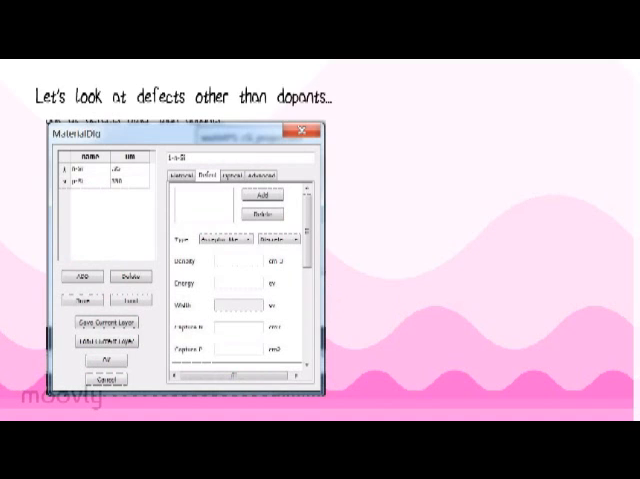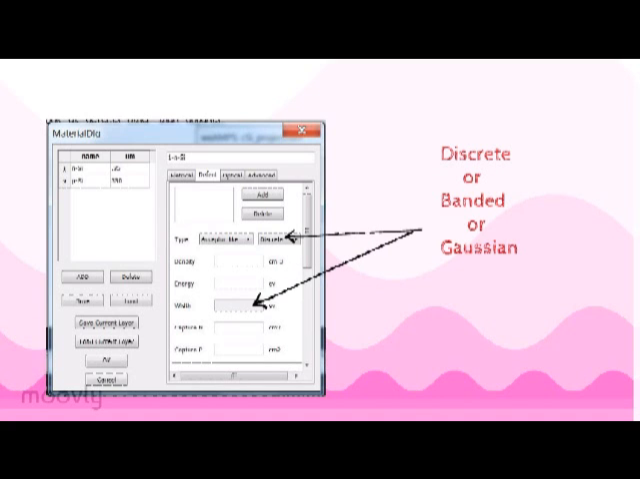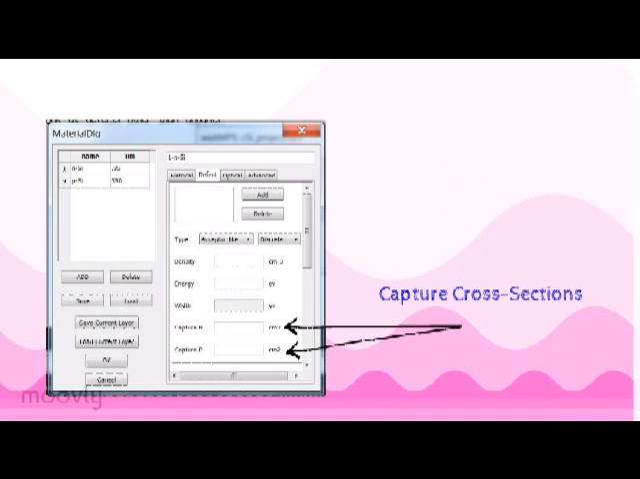We already know that dopants are necessary for a homojunction to actually work, so let's take a look at the Defects tab. Under Defects, we can define the type of defect: donor-like, meaning its energy levels are closer to that of the conduction band energy, or acceptor-like, meaning the defect energy level is closer to the valence band energy. We can also define the density of the defect and its location and dispersion within the bandgap, as discrete levels, banded, or Gaussian.